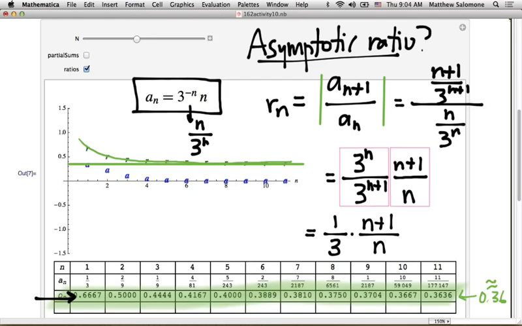So when n is equal to 1, for example, I get 1/3 times 1 plus 1 over 1. 1/3 times 2, that's 2/3. That's exactly our first common ratio. When n is equal to 5, I get 1/3 times 6/5. That's 2/5, 0.4. That's what we see right there. So this formula that we just got for the sequence of ratios is giving us everything we see in the table right there. But ultimately, we don't care about the ratios individually. We care about them asymptotically. In other words, we care about what happens to these ratios as n goes out to infinity. So what should I do?